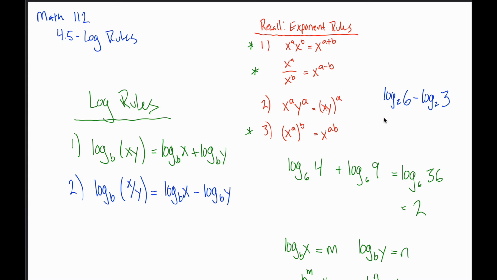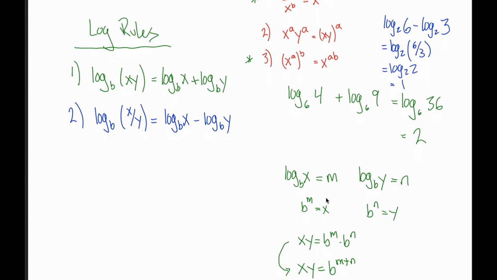So if you believe this log rule, you can rewrite this as the log base 2 of whatever 6 divided by 3 is equal to. And 6 divided by 3 is just equal to 2. So this is just the log base 2 of 2, which is just 1 because the power I got to raise this 2 up to make it equal to 2 is just 1. Again, I'm not supposed to be focusing on examples in this video. I'm supposed to be focusing on proofs.